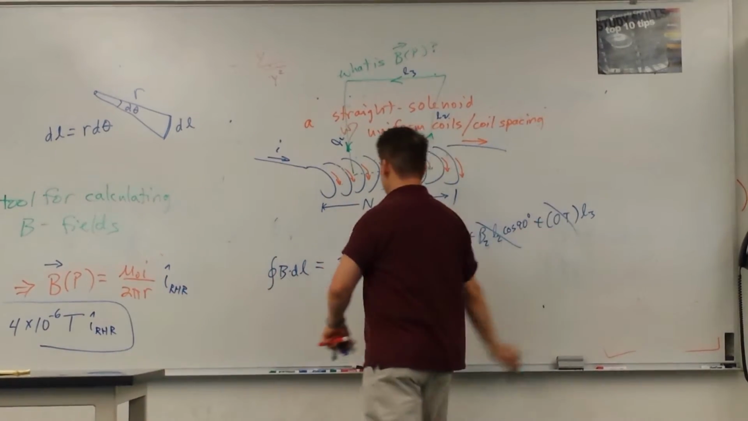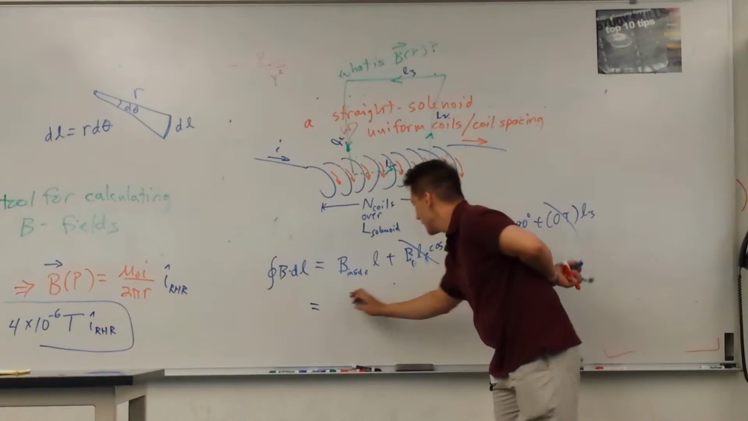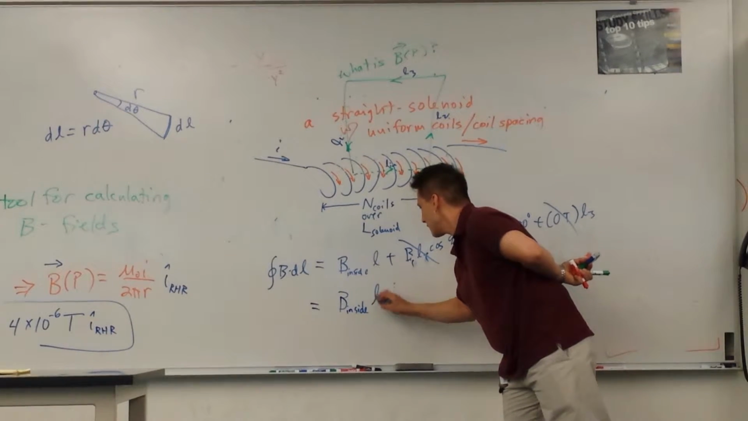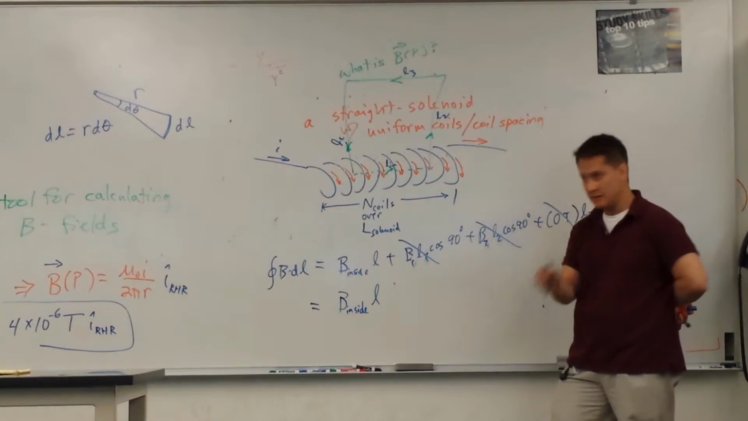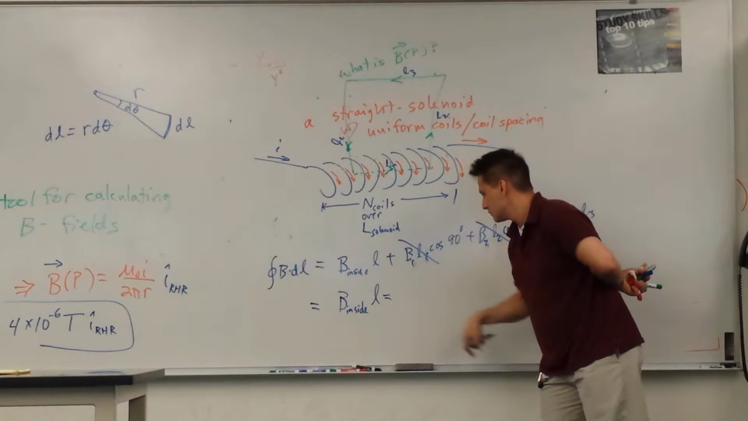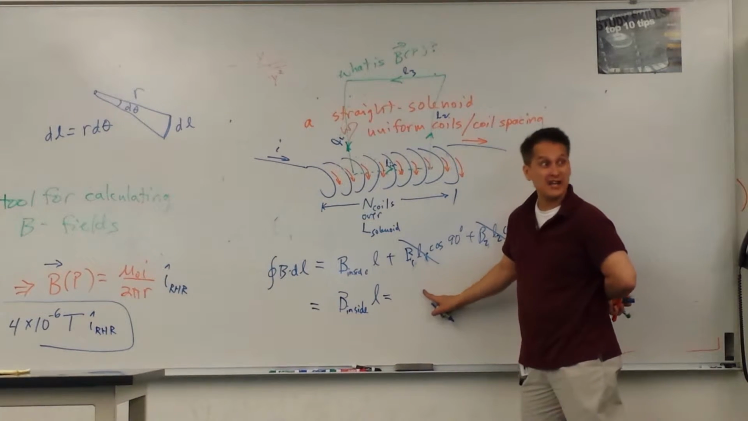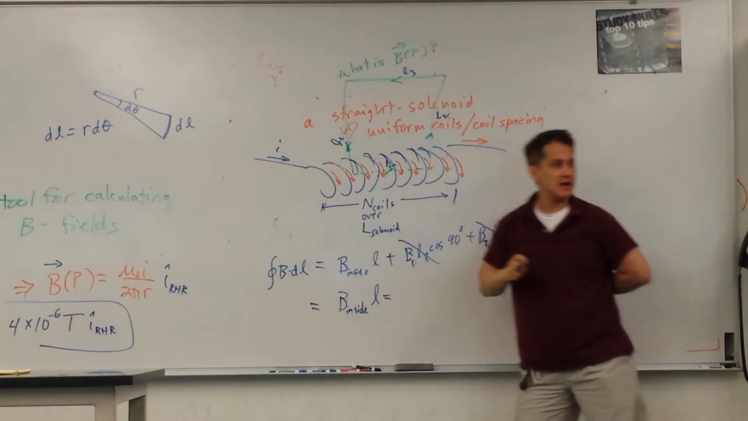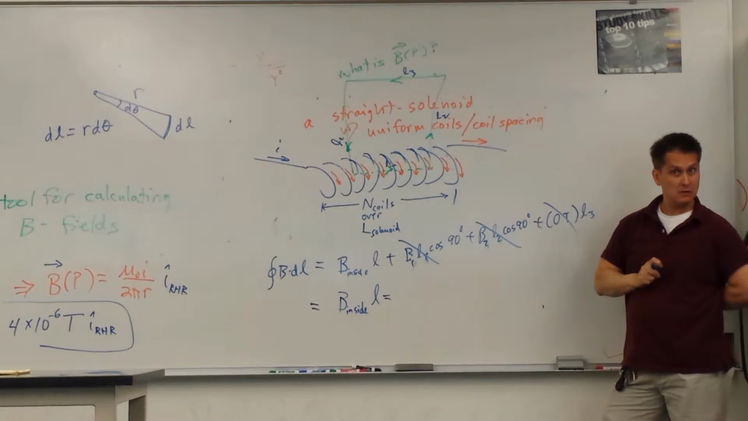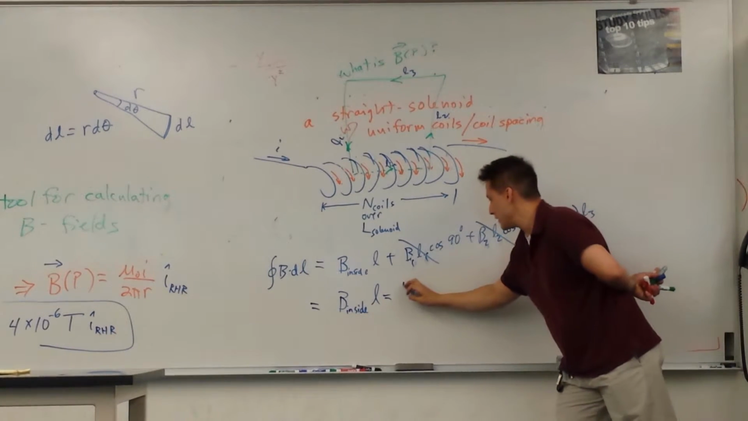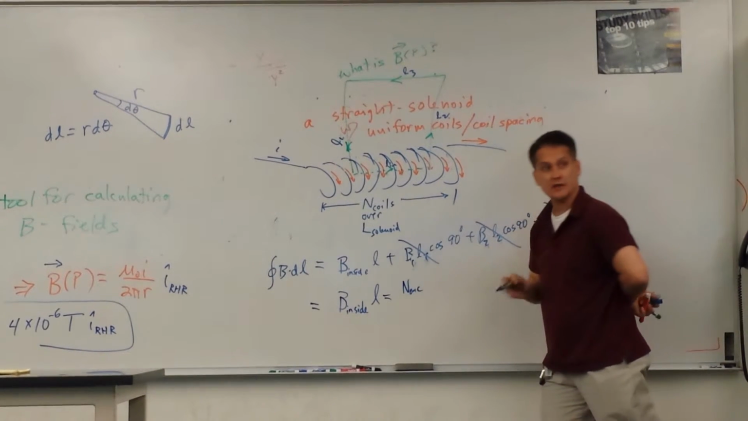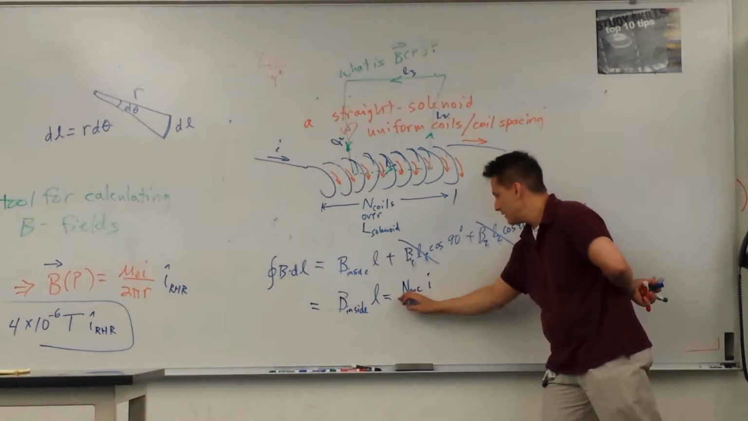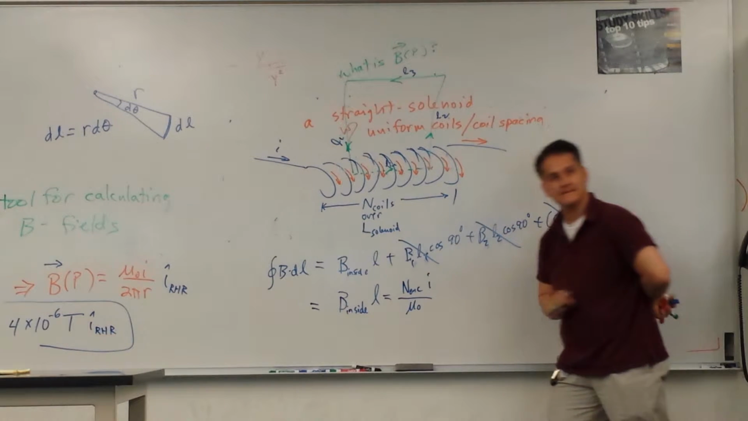All of these terms are 0, and what we're basically left with is B inside times whatever this length, this little length L is, will be equal to I enclosed inside this loop, which would be the number of coils enclosed, not the total, times the constant I, all of that divided by mu naught.